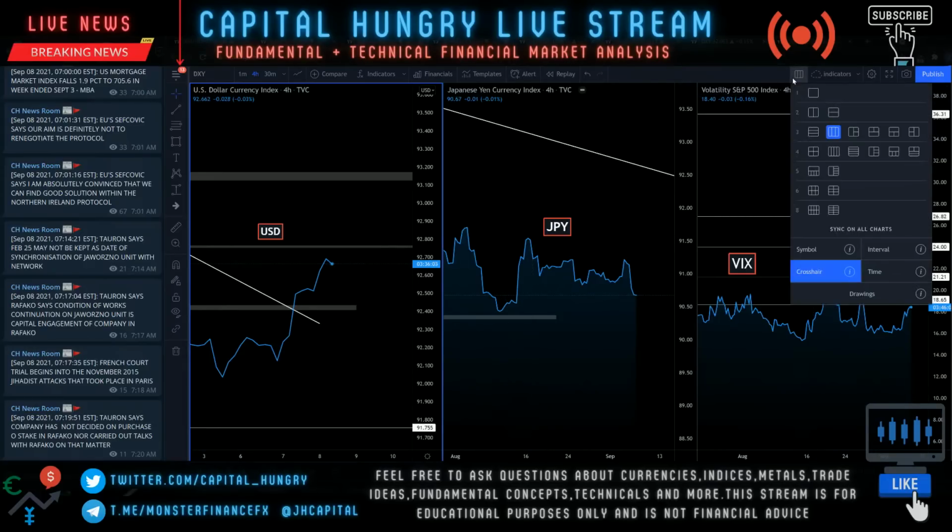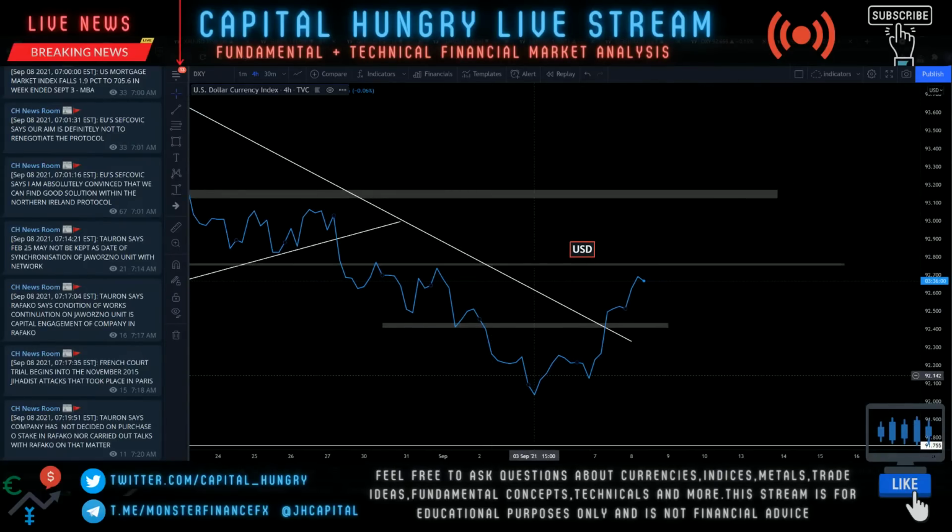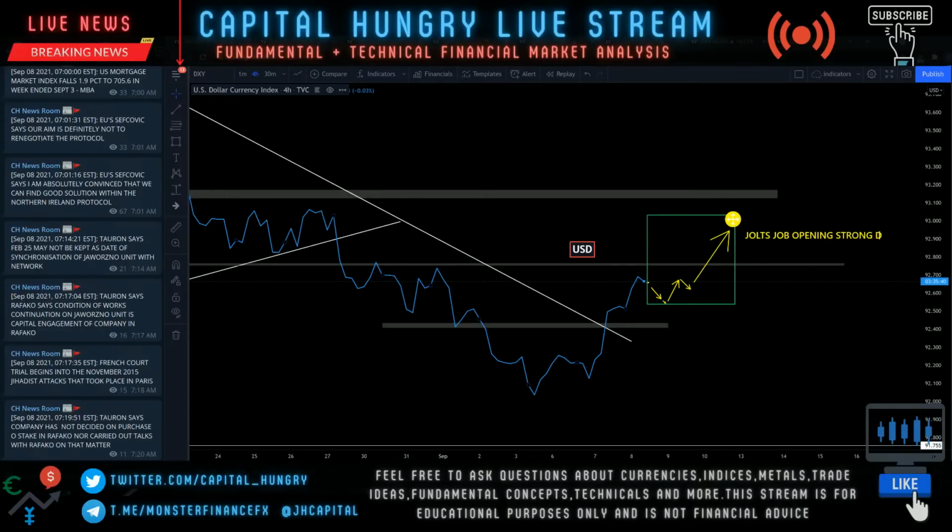So here, when we're looking at the US dollar, pretty much we might get a bit of a pullback here, but this bullish pathway of price on the US dollar is only going to come from strong JOLTS job openings data and Bank of Canada taper talks.